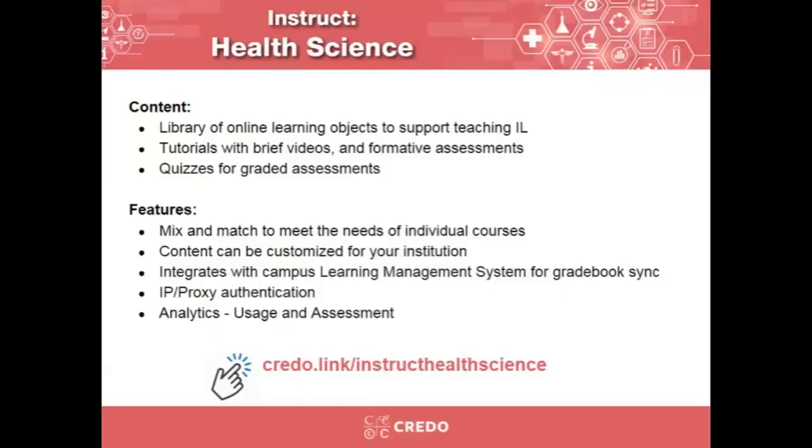So this product is a library of tutorials. These are online learning objects that include interactive elements, video, and formative assessments to help students learn different topics related to information literacy in the health sciences. It also has quizzes if you're looking to do some graded assessment. You can mix and match those tutorials based on different classes' needs. You can integrate them with your learning management system to take advantage of gradebook syncing, but we also support IP and proxy authentication if you want to put these materials on your library website or LibGuides. There are also analytics to give you usage, but also assessment reporting.